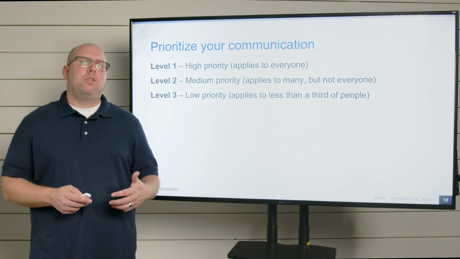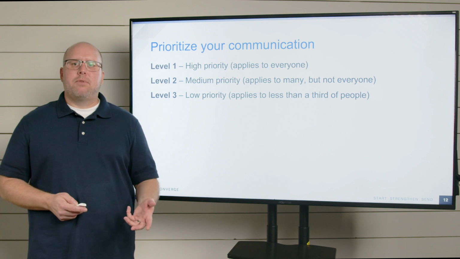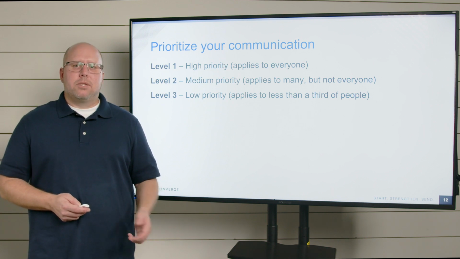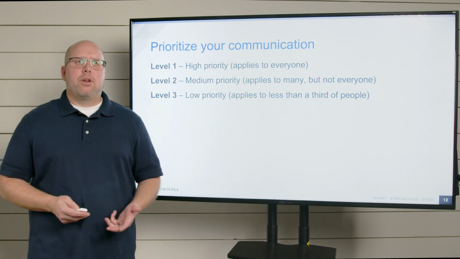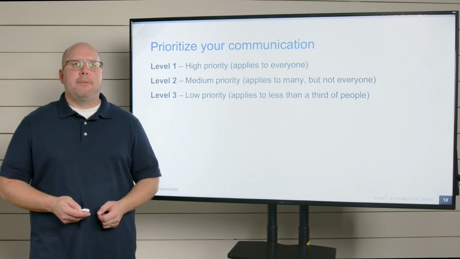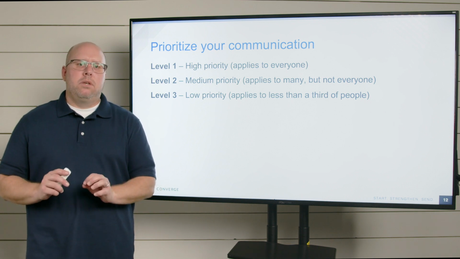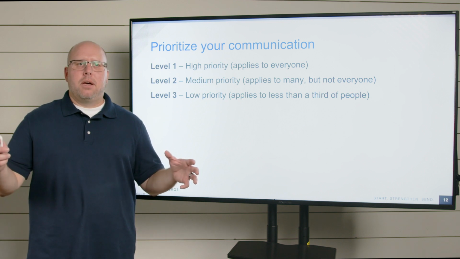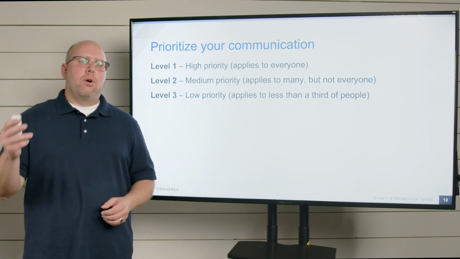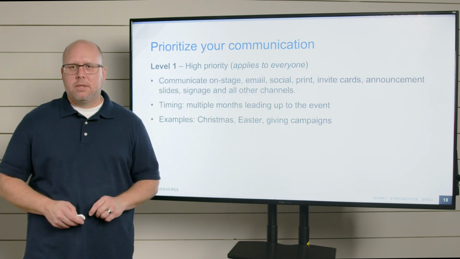So it applies to many of the people in the congregation, but not everybody. And then level 3, that's a low priority. So it applies to maybe less than a third of the people in the congregation. An example might be, maybe you're sending a specific communication out to students in the youth group. That probably doesn't need to be sent out to the entire church or have it announced on the stage. So let's talk through these a little bit.